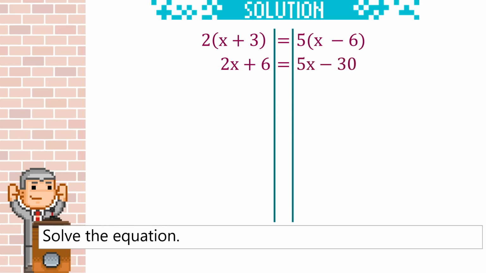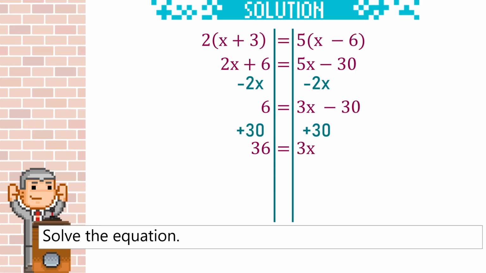Now we have x's on both sides here, so we look at the smallest amount of x, which is the 2x. So we're going to subtract the 2x from both sides. That will leave just the 6 on the left hand side, and 5x take away 2x is 3x. So we've got 3x take away 30. Next we're going to deal with that take away 30. We're going to add 30 to both sides. And then we're going to deal with that times 3. So we're going to divide 3 both sides. And we like to have x equals, so we're just going to swap them the other way around.